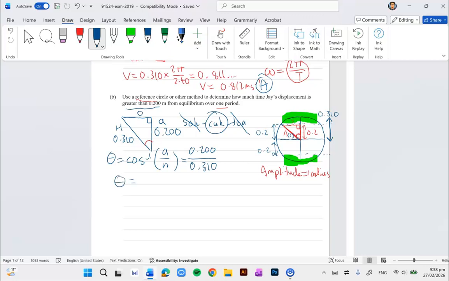and put that into my calculator. You should get an answer of 0.87 radians. Remember, we're not working in degrees. That's the angle where it is traveling greater than 0.2 meters from the equilibrium. So now we can use that to find the time. So the equation to find the time is just this equation here.